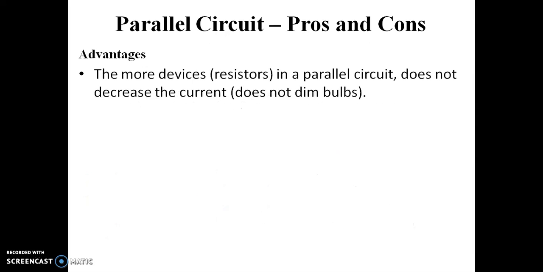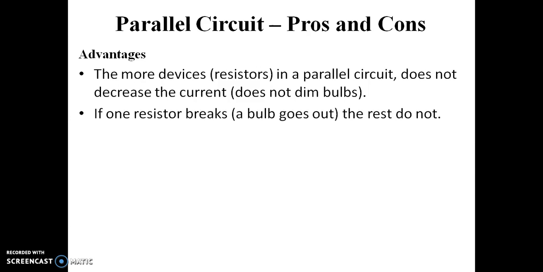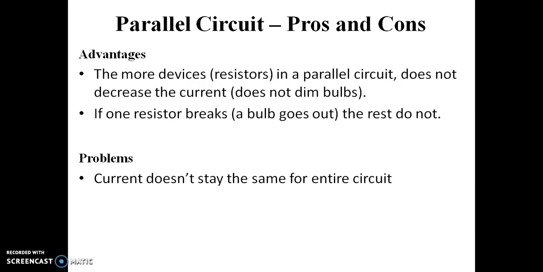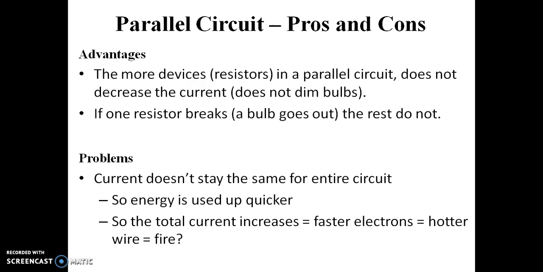Parallel circuits, pros and cons. Advantages. The more devices or resistors in a parallel circuit does not decrease the current. So there is no question of dimming of bulbs. If one resistor breaks or a bulb goes out, the rest do not. Hence the reliability of the system increases. But the problems are, current does not stay the same for the entire circuit. So energy is used up quicker. So the total current increases, equal to faster electrons, equal to hotter wire, equal to fire.